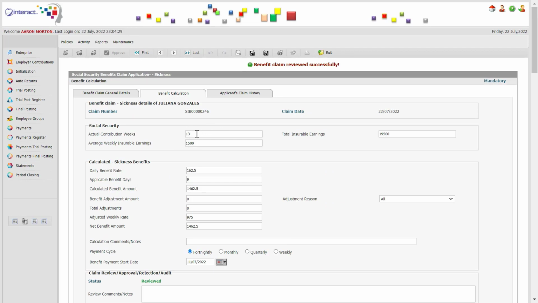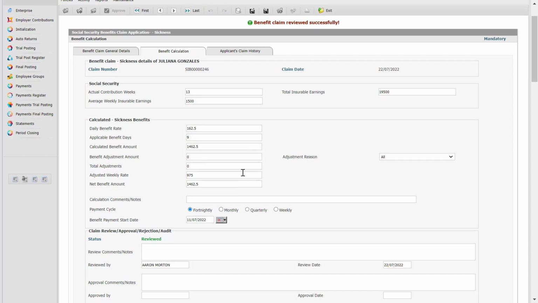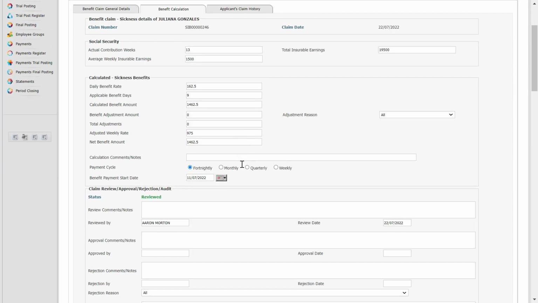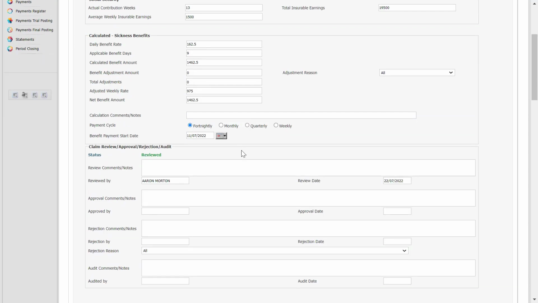These calculation details show the contribution weeks which will be taken into account in the calculation, the total earnings during that period, the average earnings, and then the daily rate, the applicable number of benefit days, and so on and so on. In other words, everything needed to calculate the benefit entitlement is showing here, so the person approving the calculation can see how the system reached the amount it has computed. The total benefit amount to be paid is shown right here.